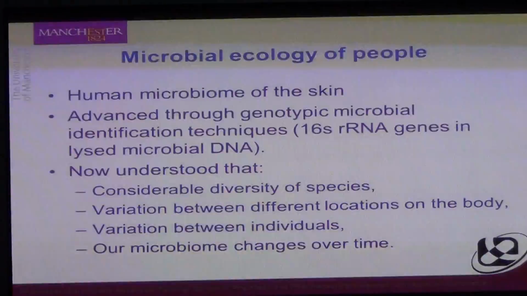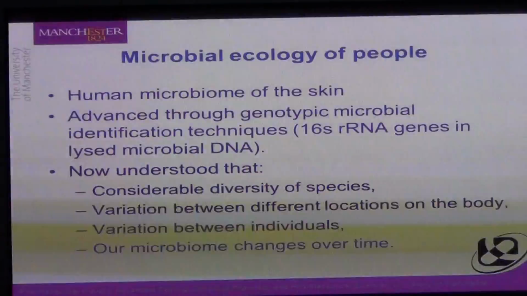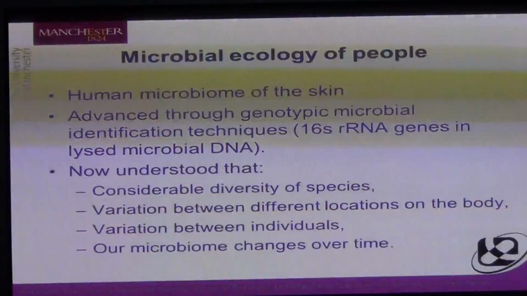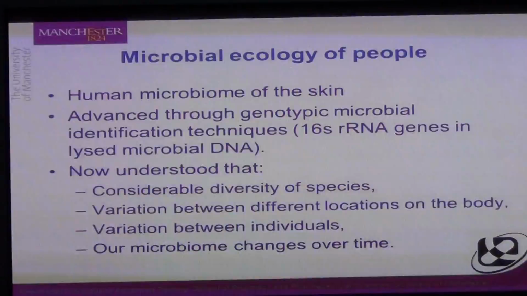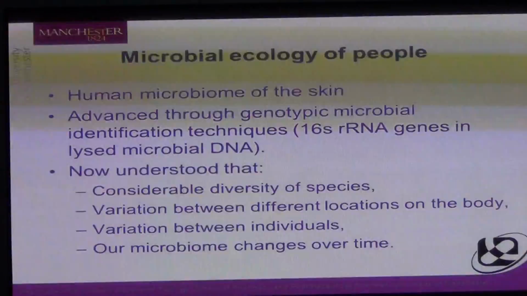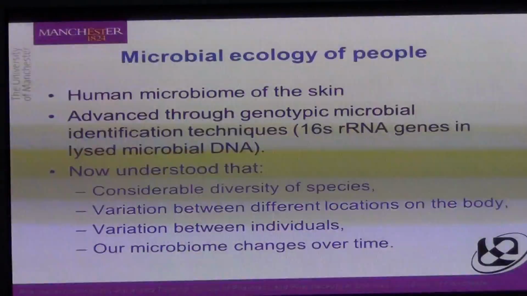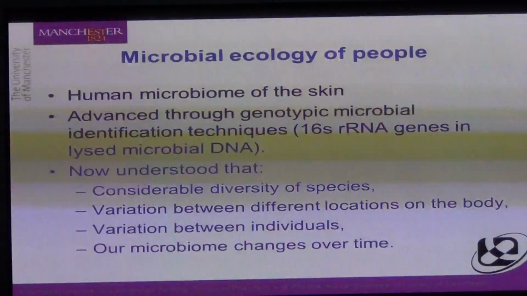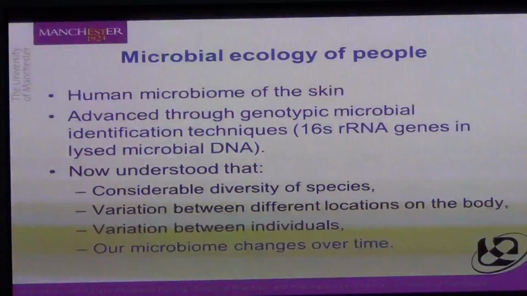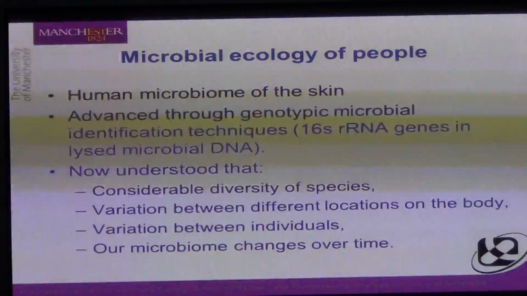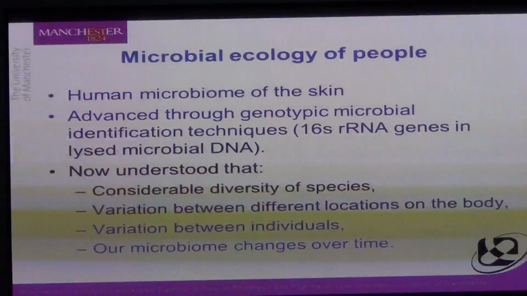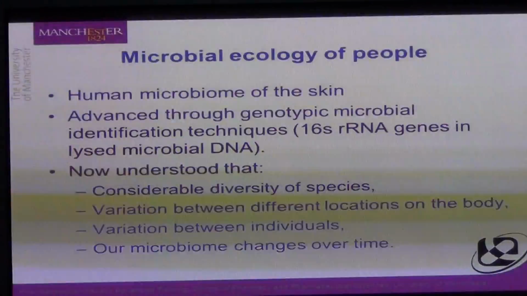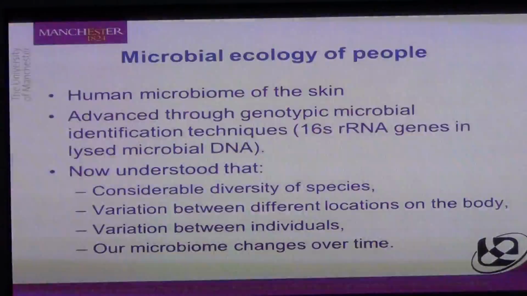So this human microbiome of the skin has been massively advanced through some of the latest genotypic identification techniques. They're looking for the highly conserved part of most microorganisms, and that's the 16S rRNA genes that are found from lysed microbial DNA. So we now know that there's a considerable diversity of species, there's variations between different parts of the body, that people differ by geography, age and gender, and that our microbiome does change over time.